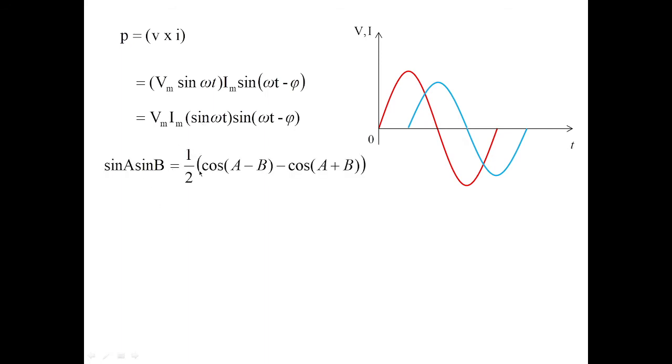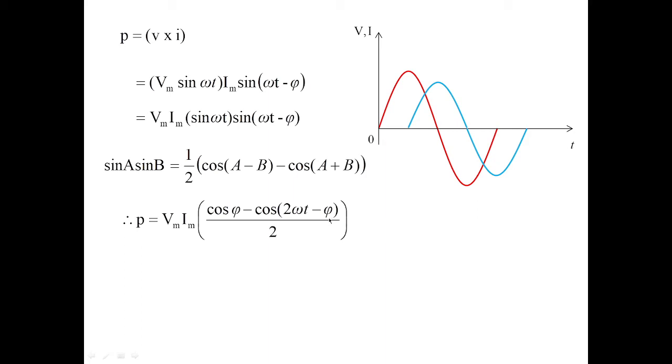Sin A sin B is equal to 1 by 2 of cos A minus B minus cos A plus B. So we are going to apply A as omega t and B as omega t minus phi. So I'm going to substitute these values and I'm going to get the value of P is equal to Vm Im of cos phi minus cos 2 omega t minus phi, whole divided by 2. So with this, I'm going to get the constant component as Vm Im cos phi by 2 and a fluctuating component which is minus Vm Im by 2 cos 2 omega t minus phi.